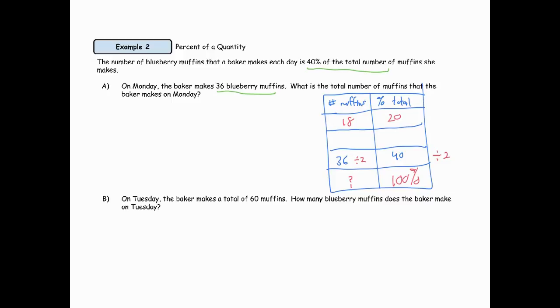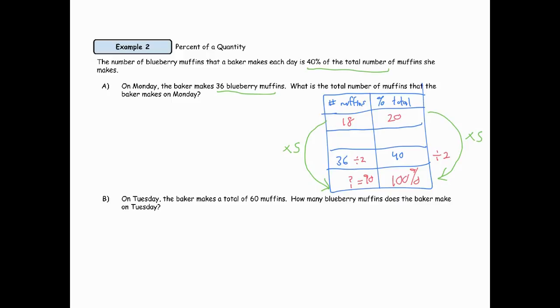Now we can take that row, and if we multiply 20 times 5, we get 100. So if we do the same thing with 18 and multiply it by 5, we get 90. So that means that the total number of muffins that she makes on Monday is 90. And if you think about it, that makes sense because 40% is a little bit less than half. So in other words, if we take 36 and multiply it by 2, that's 72, which is a little bit less than 90.